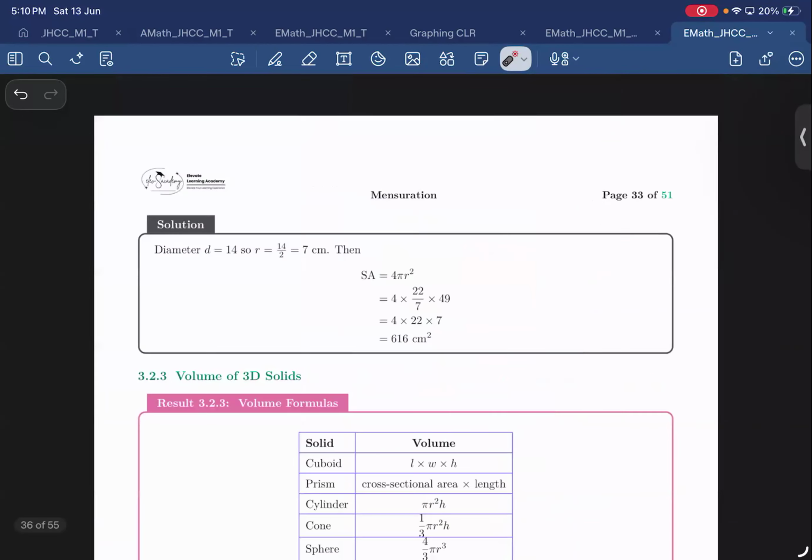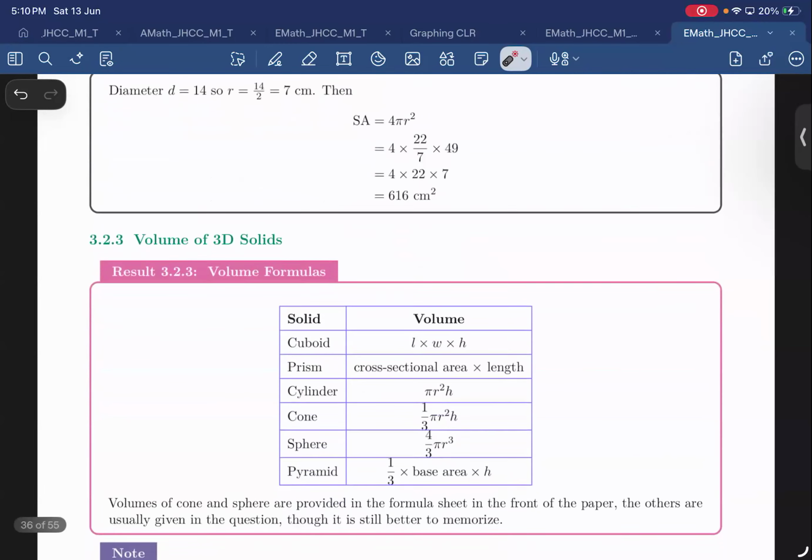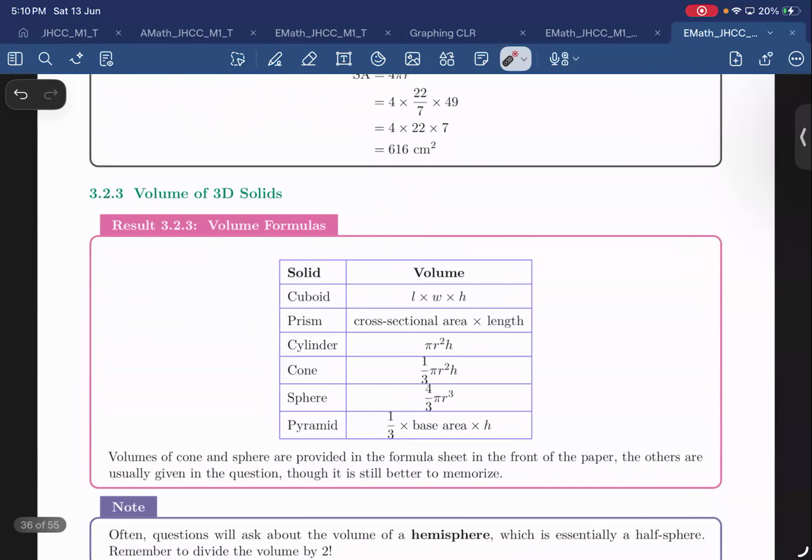This one I also want to talk about. Surface area of the sphere is just 4 pi r squared. Some of these formulas will be given in your front page, so be aware of which ones are given. Some are not given, for example. Then 3D solving is also largely the same, just apply the formula. I don't think it's so difficult.